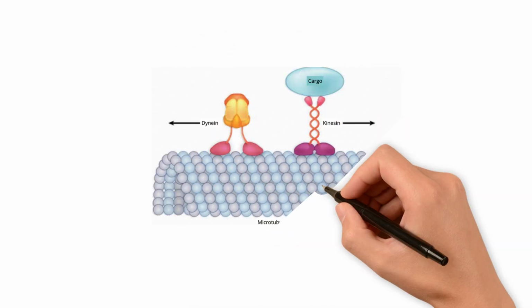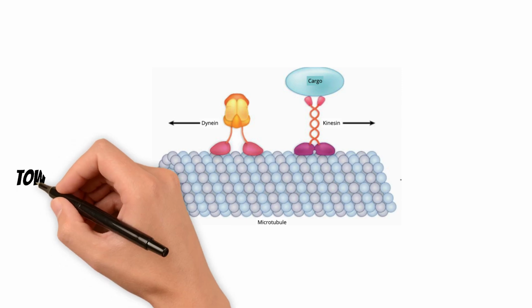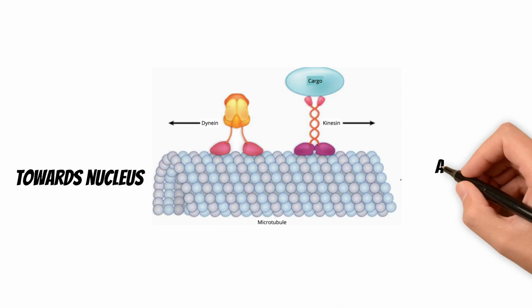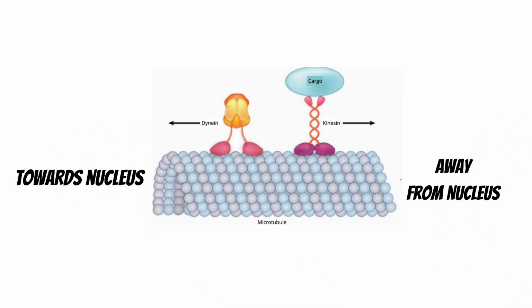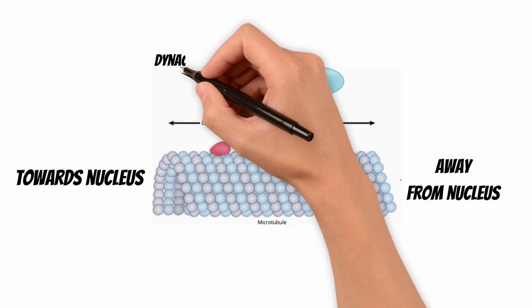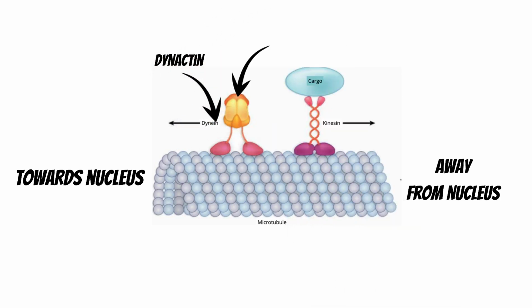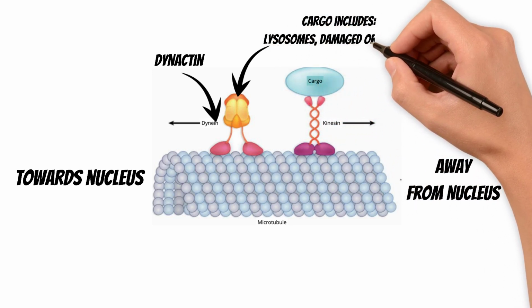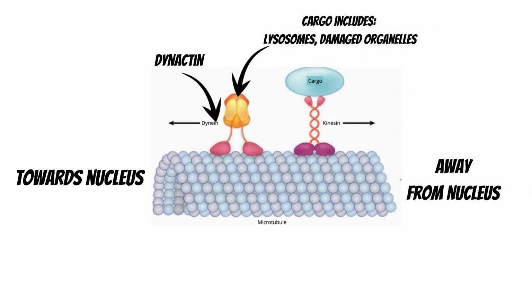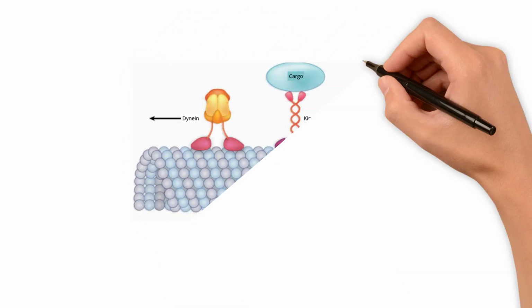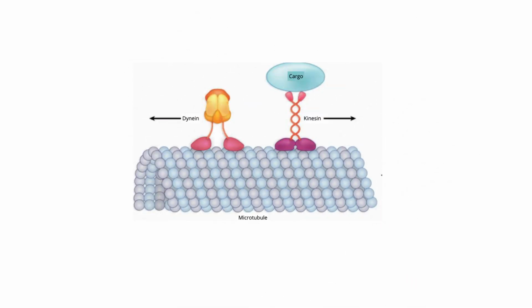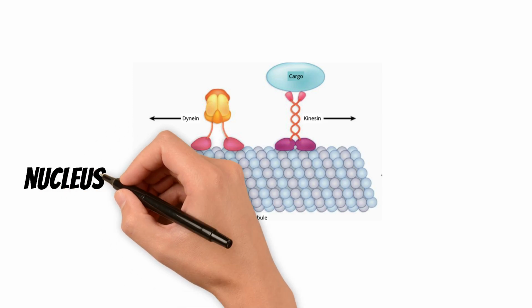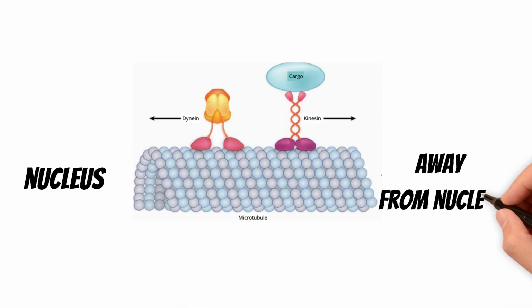Dyneins move in the opposite direction toward the minus end, back toward the nucleus. They're much larger and more complex, needing a helper complex called dynactin to attach to cargo. Rather than walking neatly, dynein moves more like pulling a sled. It carries lysosomes, damaged organelles, and drives the bending motion of cilia and flagella. In summary, kinesins and dyneins travel along the microtubules. Dyneins carry things towards the nucleus whilst kinesins carry them away.